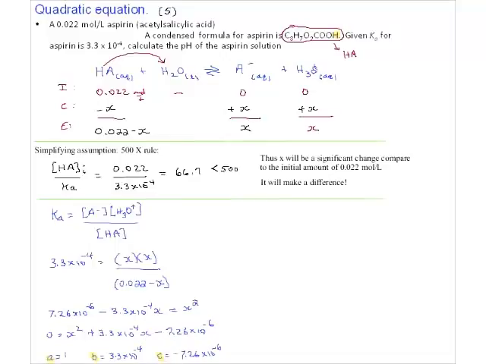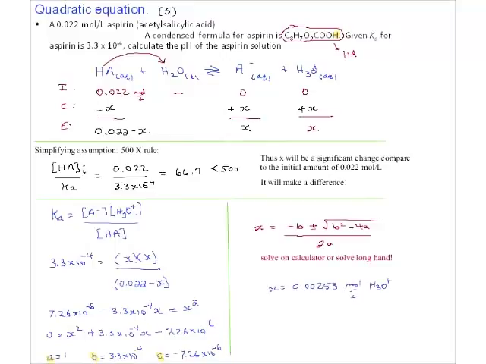Now that we have our A, B, C values, we proceed to do our quadratic. And again, you can put the values in and see if you get the positive value that I get. Okay, there we go. It's 0.0253, and that's 2.5 times 10 to the minus 3, so I'm expecting a pH somewhere between 2 and 3. And there we go, 2.6.